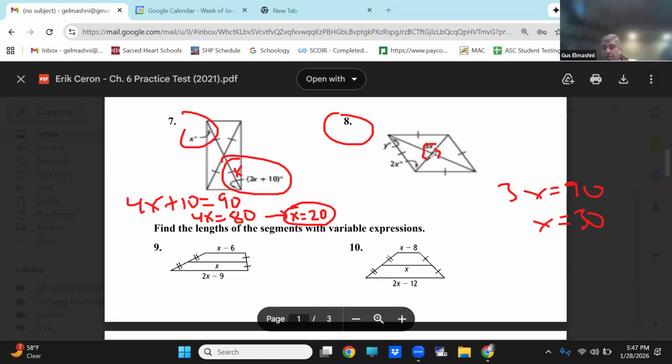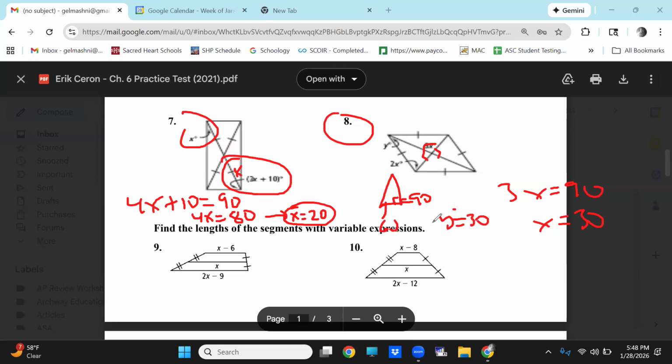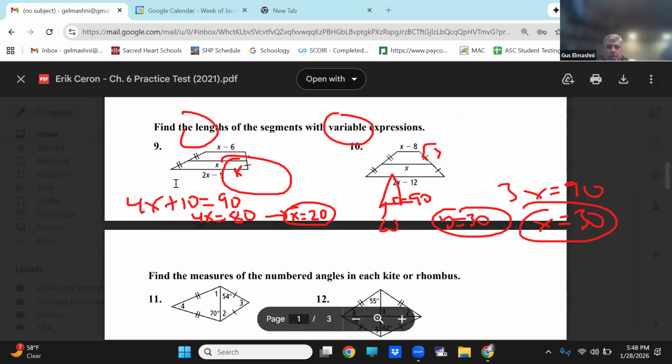That's 90 also right here. So then, if that's 90, and that's 60, then y has got to be 30. Yeah, so that's what's happened there.